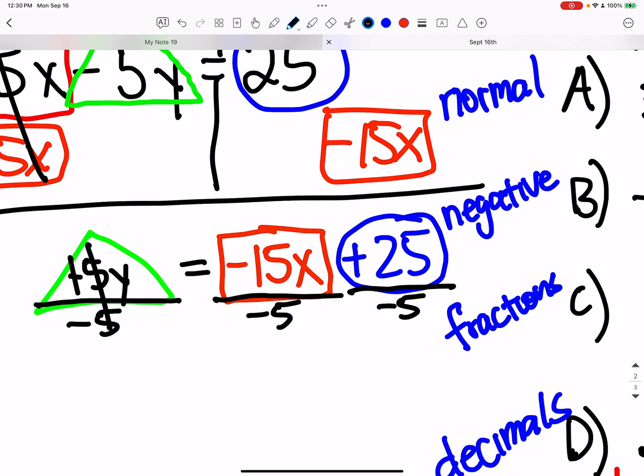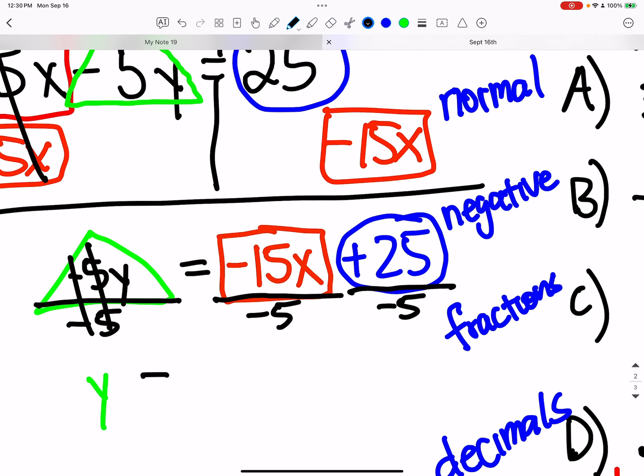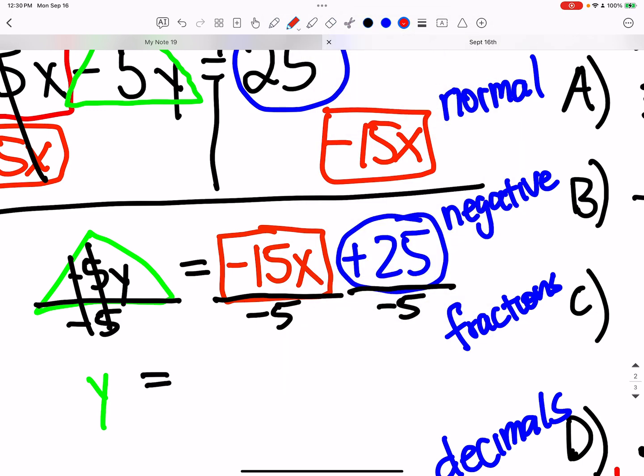This negative 5 kills this negative 5, and we have y equals, for the red laundry, we have negative 5 divided by 5. The negatives kill the negative. 15 divided by 5 is 3x. 25 divided by negative 5, the blue laundry becomes negative 5. There we go. Long paper. Good luck.